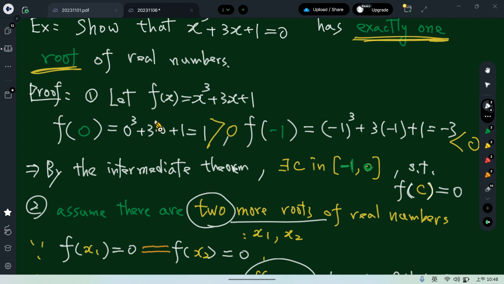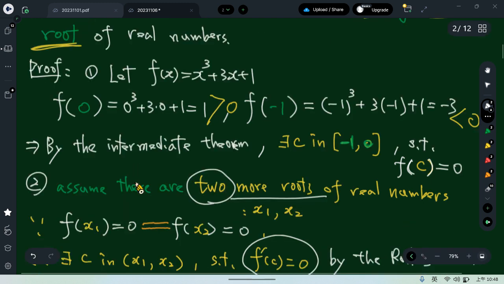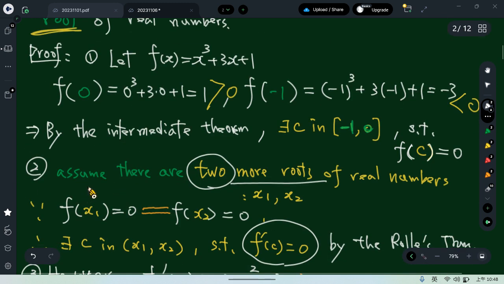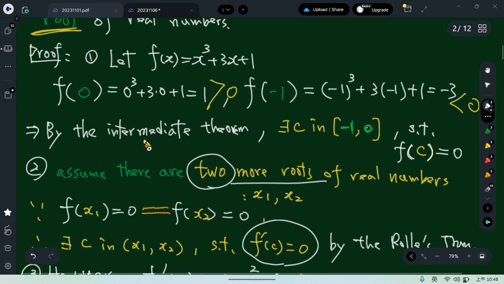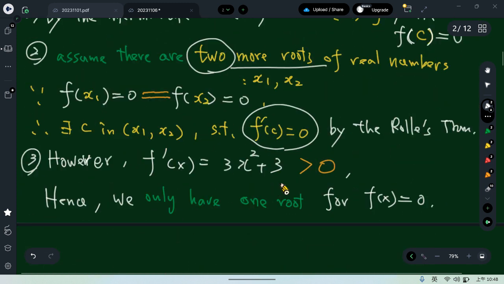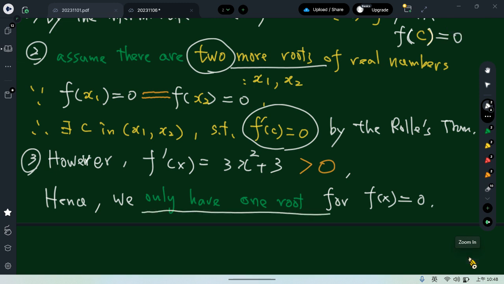But we cannot, through procedure 1, measure how many roots there are. So that means there may be 1 or 2 or 3 or even more. But through some assumption in step 2, we assume we have more than 2. However, through procedure 3, we prove it's impossible. So finally, we can conclude there is only 1 root for this case.